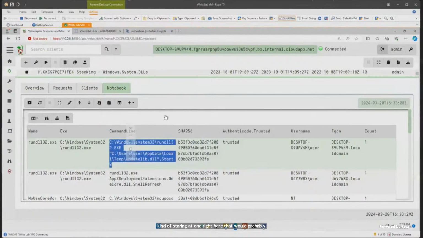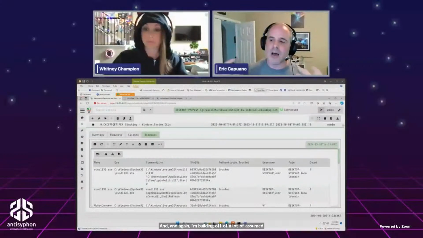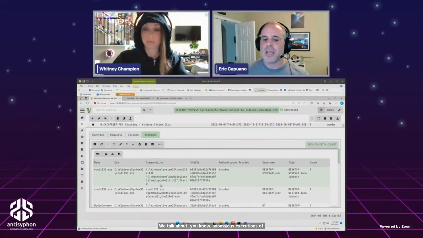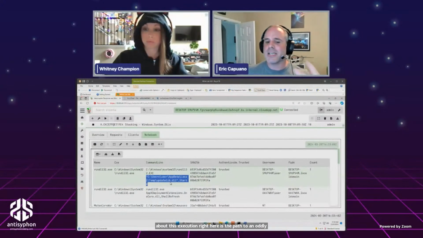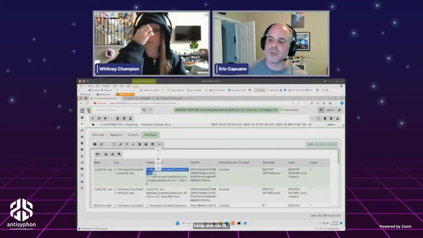And again, I'm building off of a lot of assumed knowledge that we cover in this course, right? We talk about anomalous executions of LOLBins like rundll32. What becomes anomalous about this execution right here is the path to an oddly located DLL file. So we've got a DLL in a user directory, AppData\Local\Temp, and rundll32 is being used to execute that, which would be worth additional scrutiny.